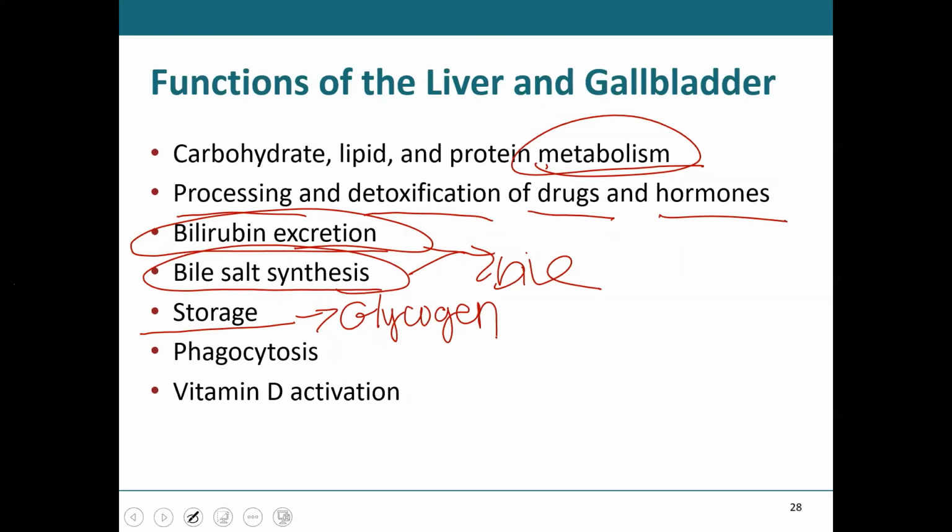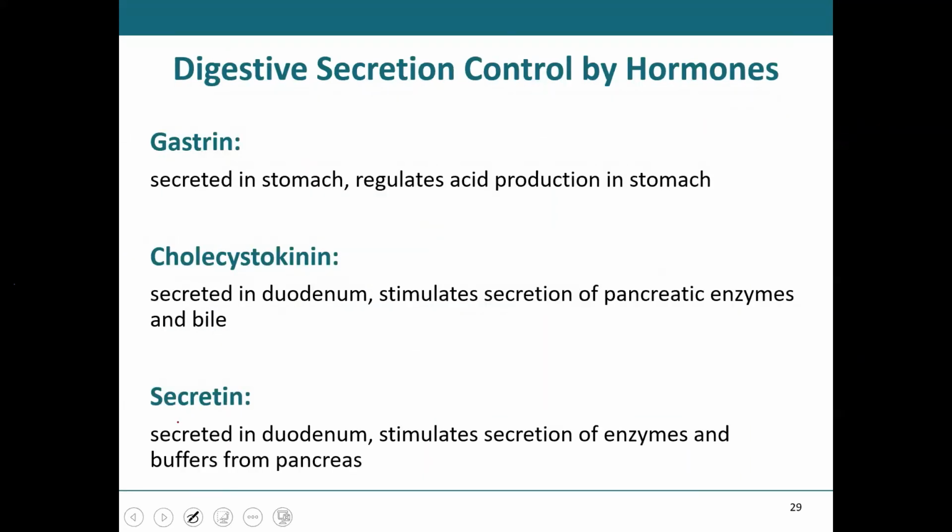We also have cells in the liver that have the ability to phagocytose, eat up any of the bad guys or bacteria. And we have vitamin D precursors that are being activated into an active form of vitamin D, all happening in the liver. Huge organ, huge job. Can't live without it. Okay, so let's recap 3 hormones that influenced our digestive process. We mentioned them before, but we're going to focus on them a little bit here. Number 1 is gastrin. Do you remember where gastrin is secreted? In the stomach, right.